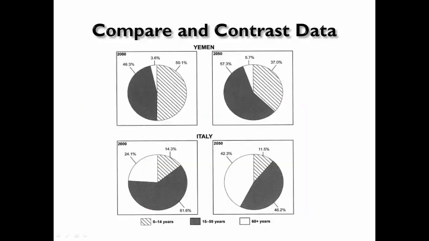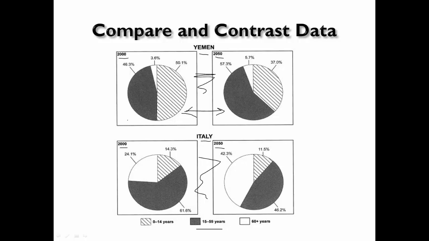You might also be asked to compare pie charts from different dates and different countries. So if we look at this, we have Italy and Yemen. These are for Yemen and these are for Italy. But if you look here, it's 2000 and 2050. So from the past and projections for the future. So you could compare Yemen from the past and the future. For this one, this is 15 to 59-year-olds. You would say it is projected to increase for 15 to 59-year-olds. And you could compare these two.